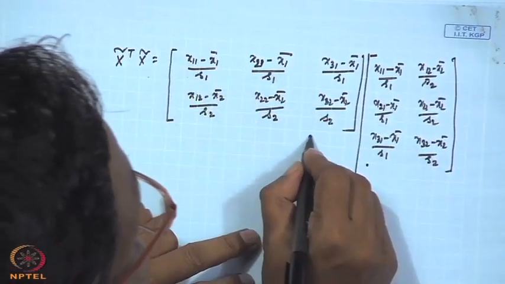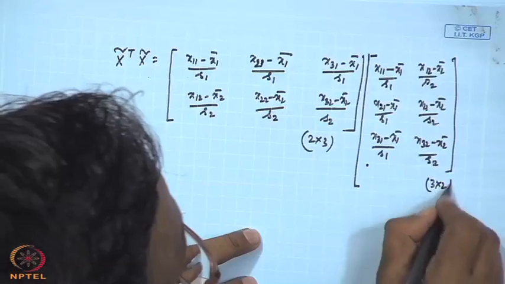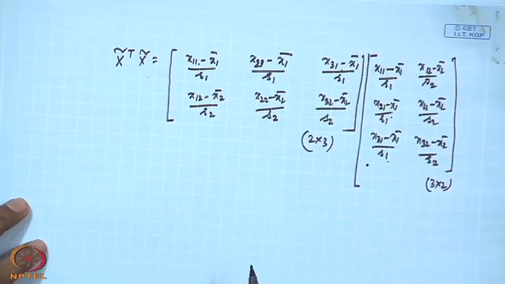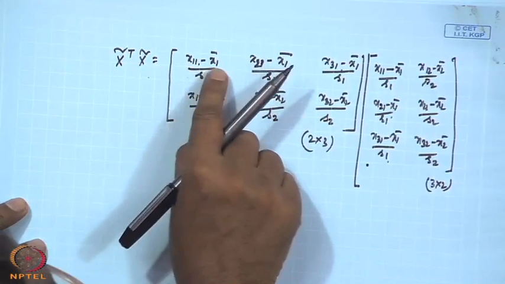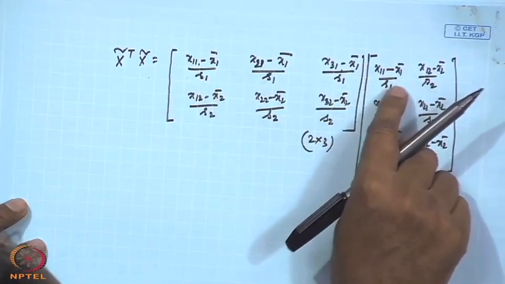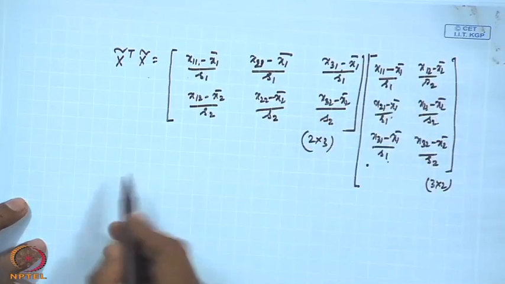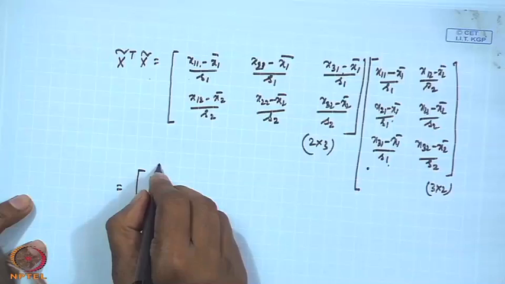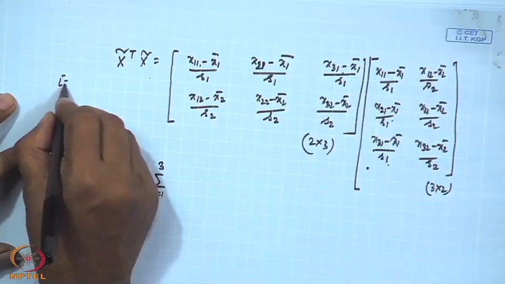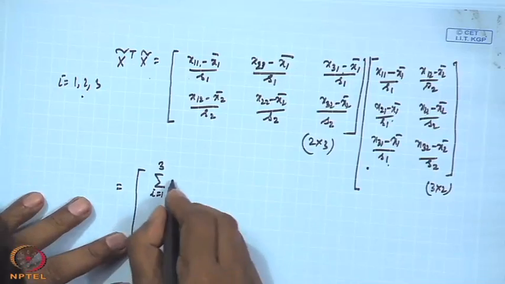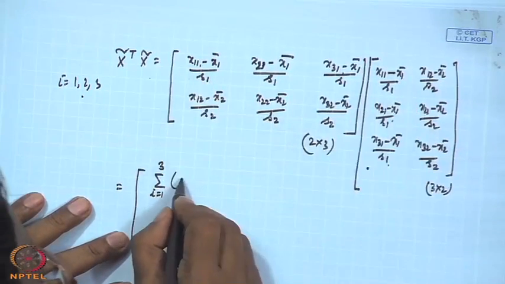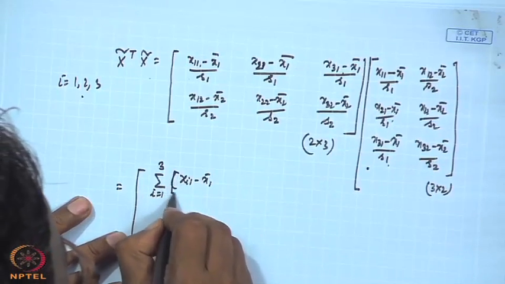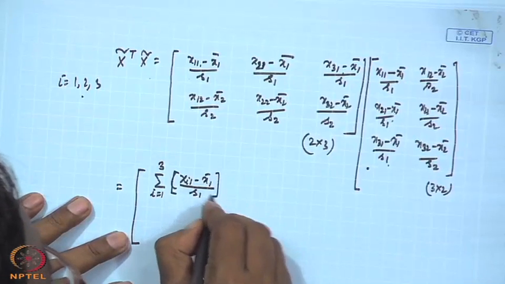This one is 1, 2, 3. So, 2 cross 3, this is 3 cross 2. You see this into this plus this into this plus this into this. What is happening here? x11 minus x1 bar by s1, x11 minus x1 bar by s1. This you are getting a square. So, what you are doing then? You are basically getting sum total. If I write i equal to 1, 2, 3, because our observation is 1, 2, 3. Now, second one stands for the variable. So, x i1 minus x1 bar divided by s1, that square you are getting.